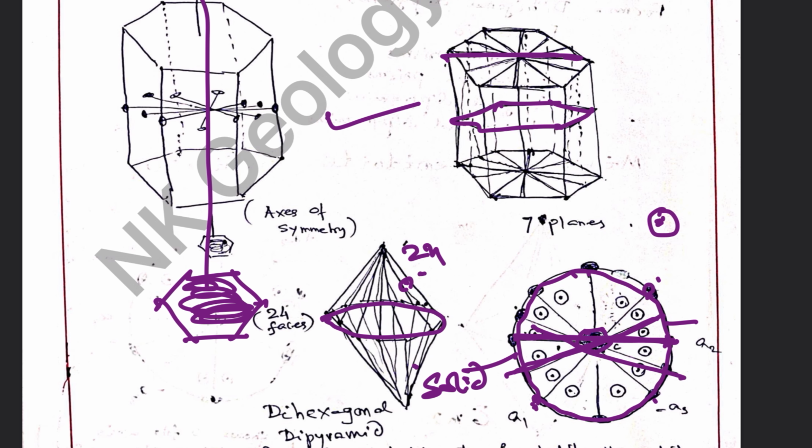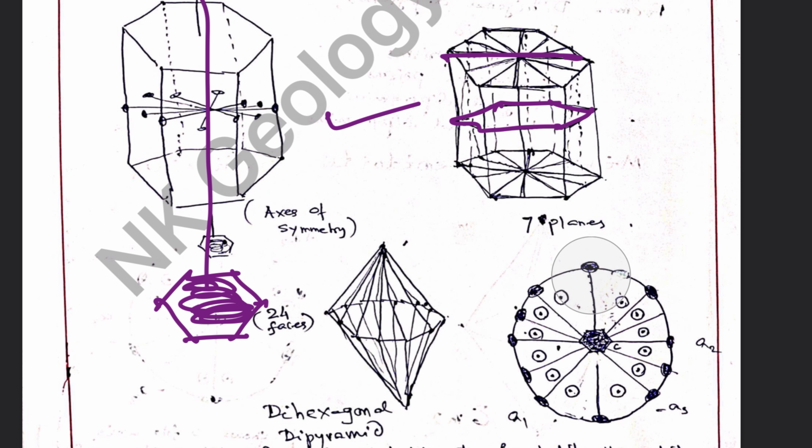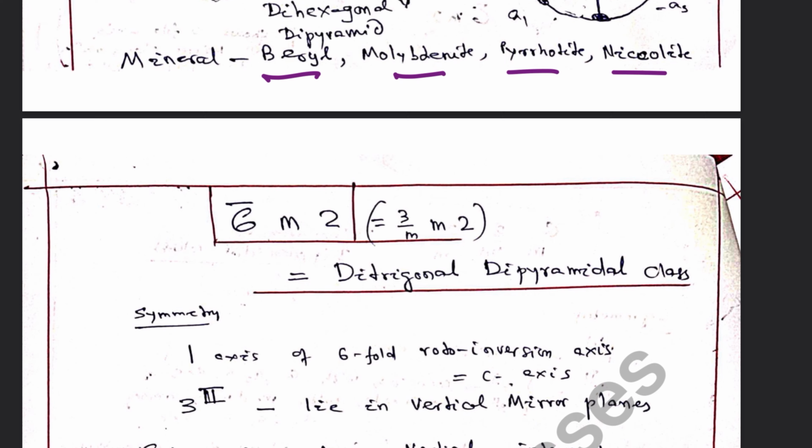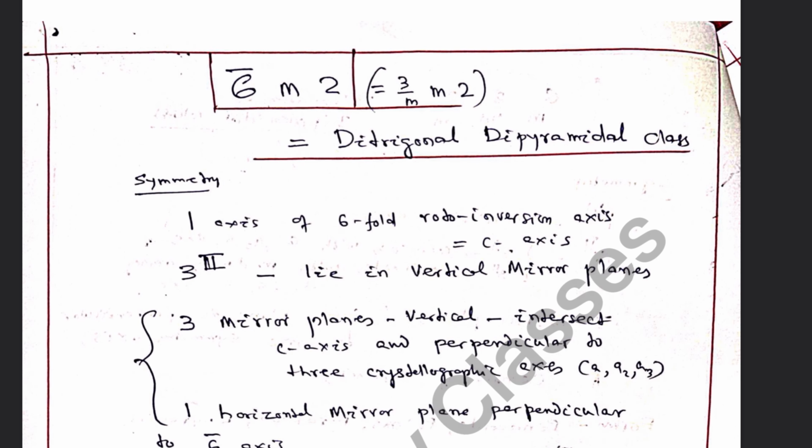These are the axes of two-fold symmetry, these are the axes of two-fold symmetry, these are the axes of two-fold. Here it is two-fold. So this is 6/m 2/m 2/m, the dihexagonal dipyramidal class.